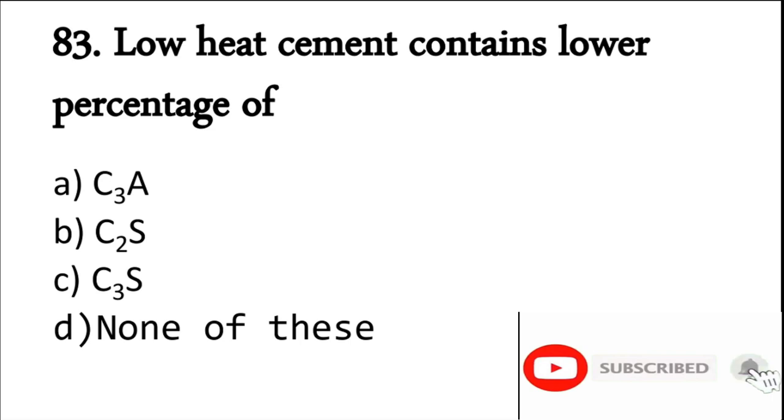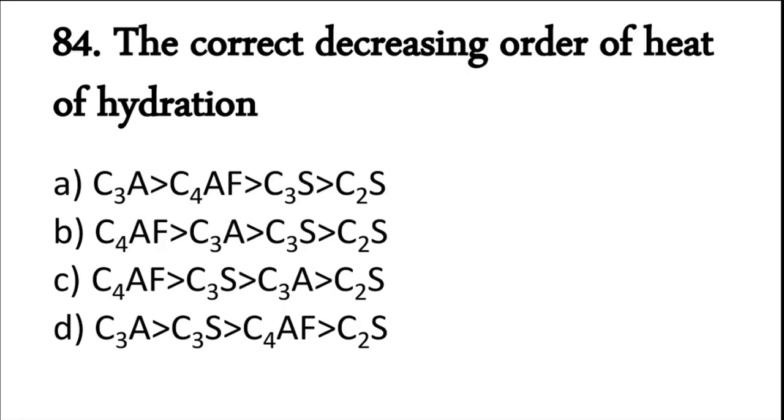Next is, low heat cement contains lower percentage of tricalcium aluminate, dicalcium silicate, and tricalcium silicate. So A is the correct answer. Low heat cement contains a less percentage of tricalcium aluminate. Next is, the correct decreasing order of heat of hydration is. So here you have got to remember that first comes tricalcium aluminate, then comes tricalcium silicate, then tetracalcium aluminoferrite, then dicalcium silicate. So D is the correct answer in our case.